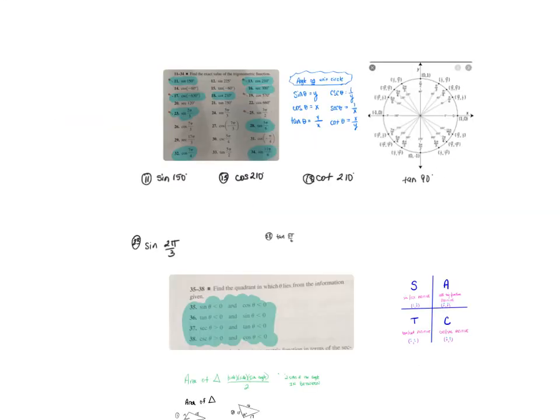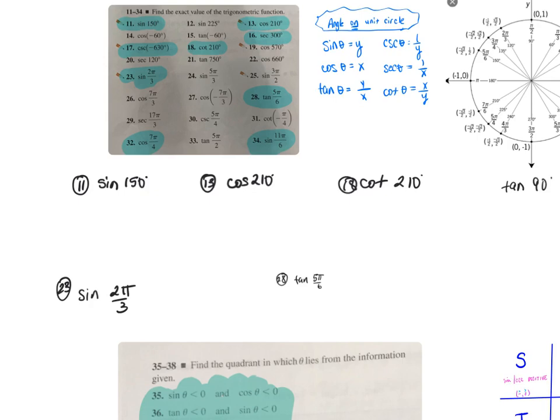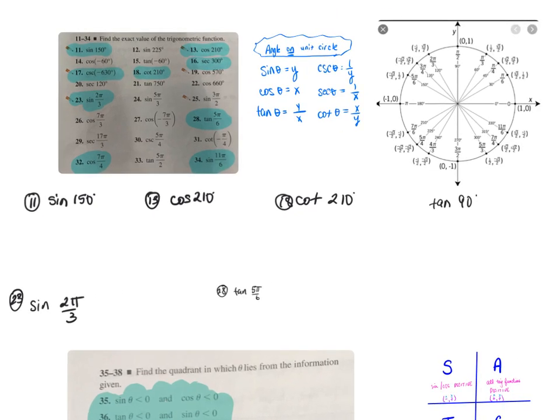All right, the second set of questions, they're going to ask you, what is the exact value? I'm going to give you two or three angles that are on the unit circle, and I'm going to give you a unit circle. You need to memorize this, that the sine is the y part of the ordered pair. The cosine is the x part of the ordered pair. Tangent is y over x. Cosecant is 1 over y. Secant is 1 over x. And cotangent is x over y.